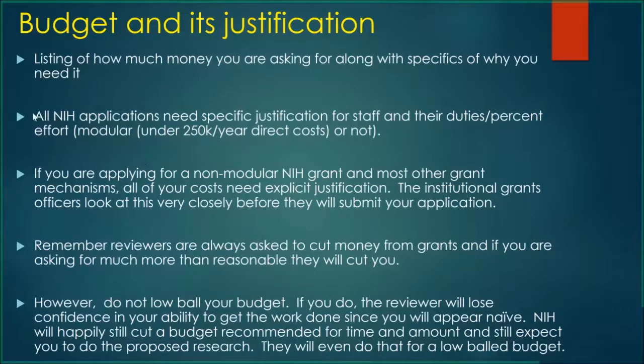One thing, though, is that for anybody going for most of the NIH grants, such as R21s, R15s, and R01s, as long as the R01 is for under $250,000 a year in direct costs, the only specific justifications they're going to want are your staff, their duties, and their percent effort. The rest of the money is just going to be in non-specific supplies.